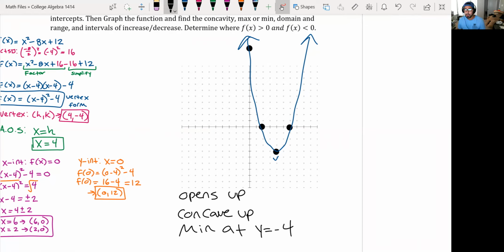Okay. So we have concavity, max, min, domain. That's a giveaway. So domain is always all real numbers. Let's keep writing it here.